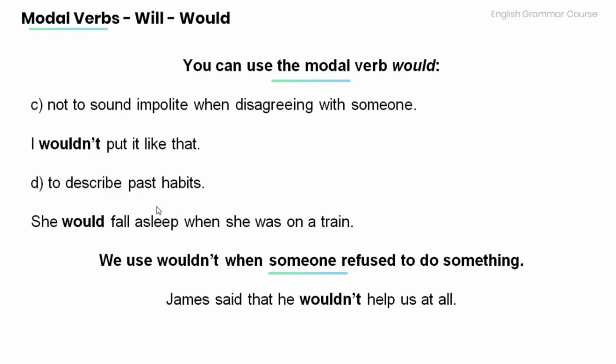D, to describe past habits. For example, she would fall asleep when she was on a train. Remember that we use wouldn't when someone refuses to do something. For example, James said that he wouldn't help us at all. Refused to help.